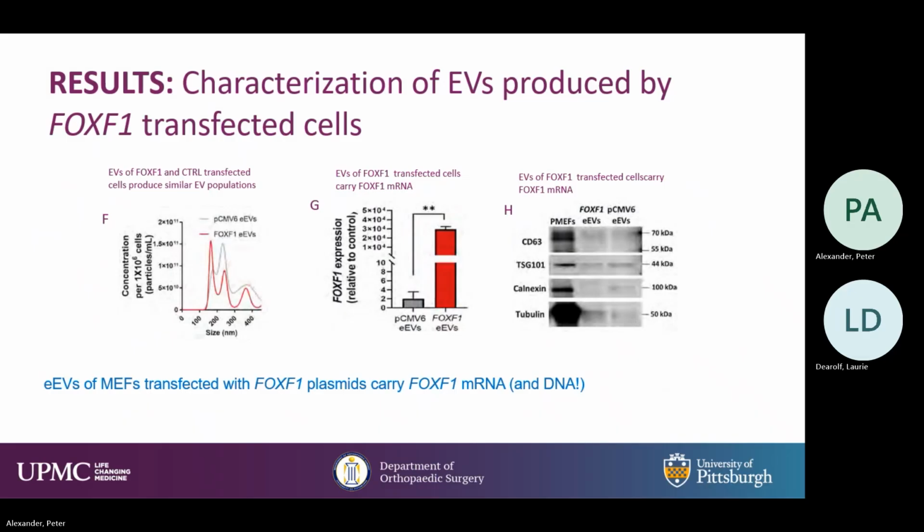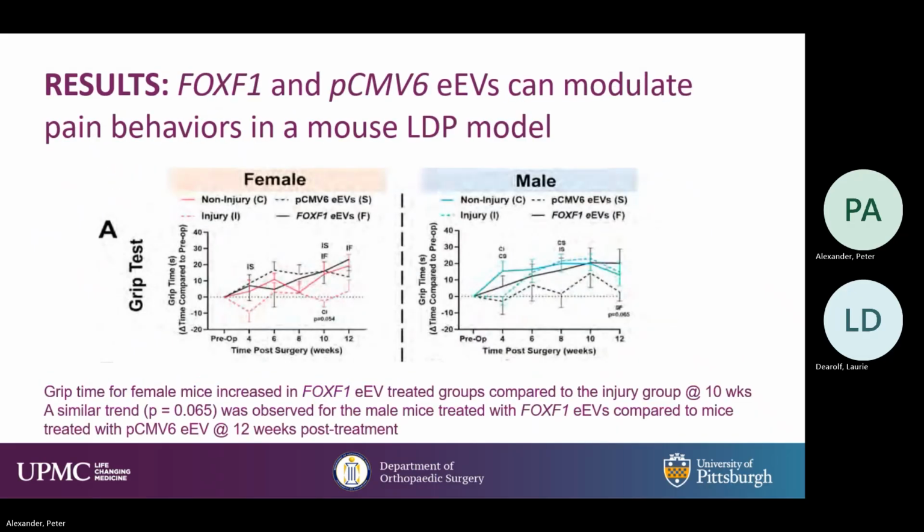Anyway, so in the next figure, now we're going to get into the results. And again, we're trying to describe these figures in clear sentences in the title. So: FOXF1 and PCMB6 EVs can modulate pain behavior in a mouse LDP model. And I'm showing here an example. So this is the grip time. They did 4 kinds of experiments. I probably should have outlined them for behavior.